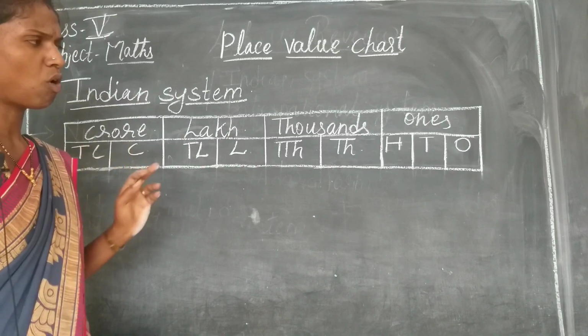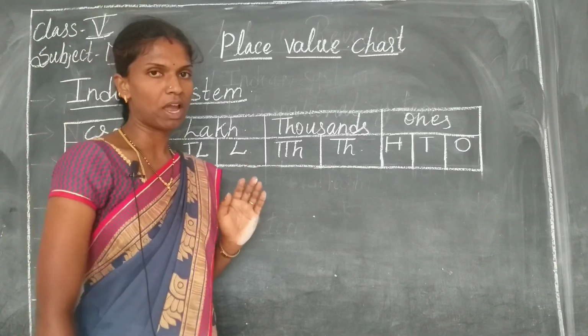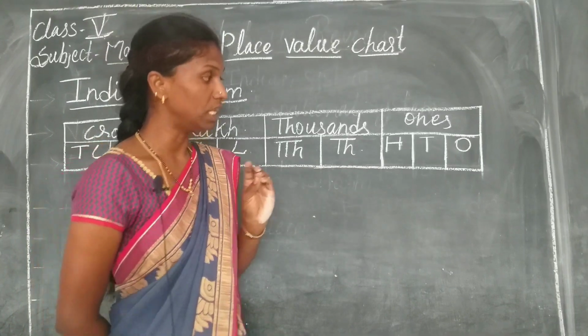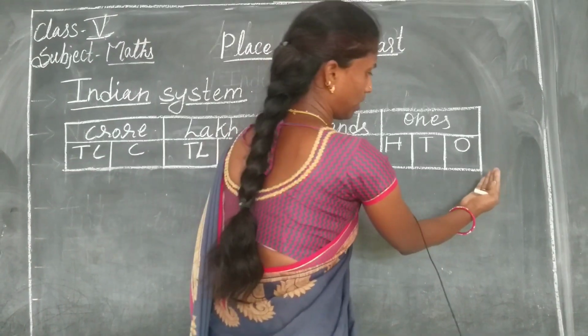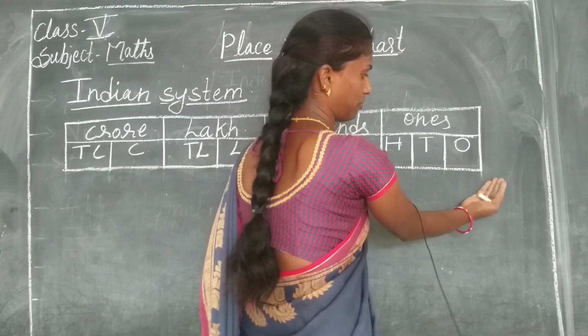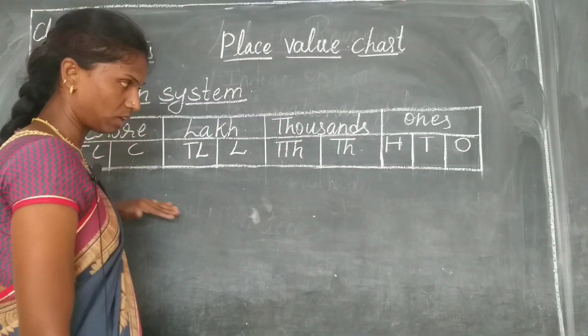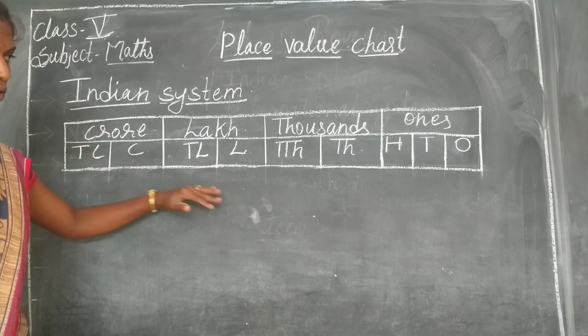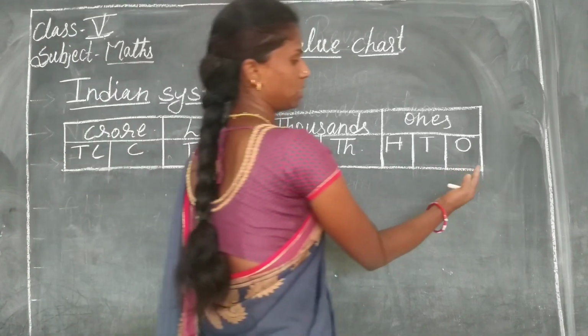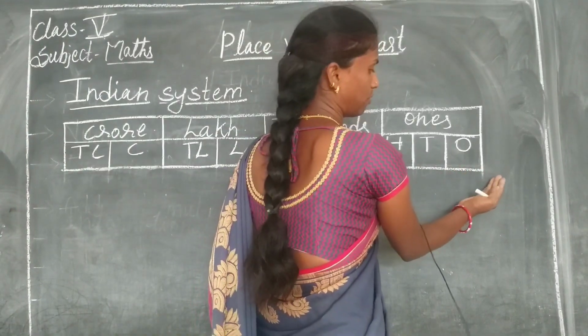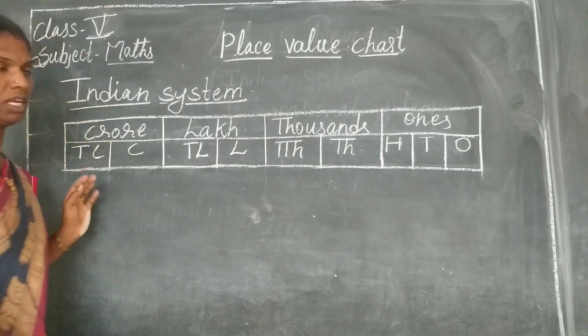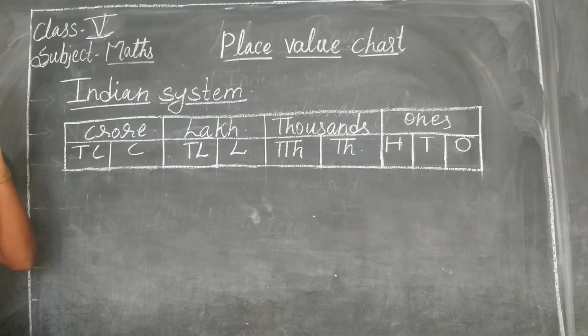So always in the place value chart we have to remember that we read the place value chart from left to right. When reading we have to move from left to right only, but when we are writing the numbers we have to start from right to left. So let us take one example.